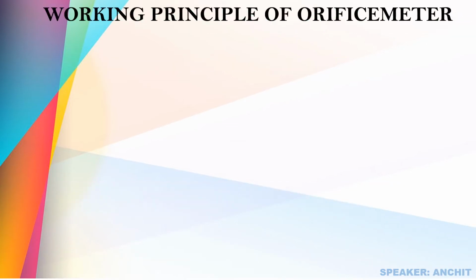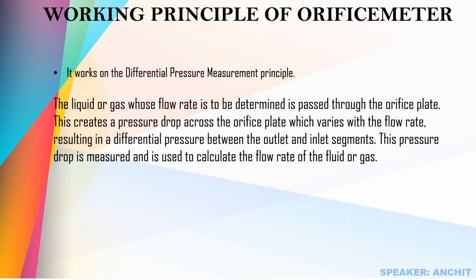Working principle of an orifice meter. It works on the differential pressure measurement principle. The liquid or gas whose flow rate is to be determined is passed through the orifice plate. This creates a pressure drop across the orifice plate which varies with the flow rate, resulting in a differential pressure between the outlet and inlet segment. This pressure drop is measured and is used to calculate the flow rate of the fluid or gas.